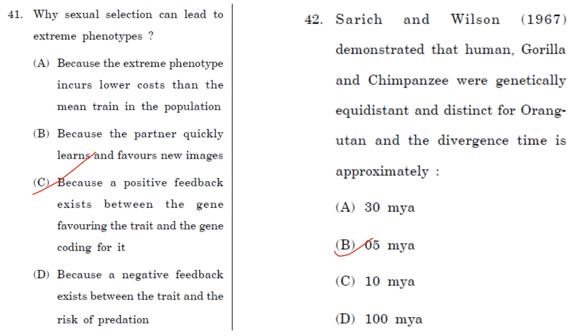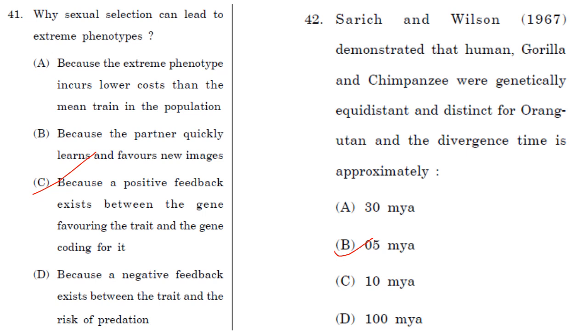Then why sexual selection can lead to extreme phenotypes? Because the extreme phenotype incurs lower cost than the mean trait in the population. Because the partner quickly learns and favors new images. Because a positive feedback exists between the gene favoring the trait and the gene coding for it. Yes. Answer is option C.